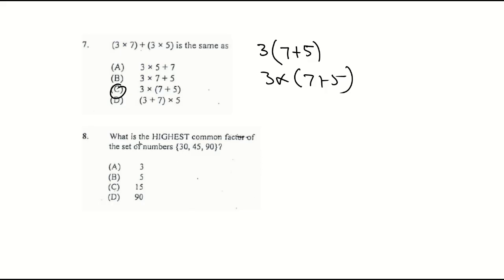The highest common factor: what is the highest number that could go into 30, 45, and 90? It will not be 90 because 90 cannot go into 30. Hold on. So we want the highest number that could go into all 3 numbers, right? The largest number. We start with 15. Can 15 go into 30? Yes. Can 15 go into 45? Yes. Can 15 go into 90? Yes. So the answer is C.